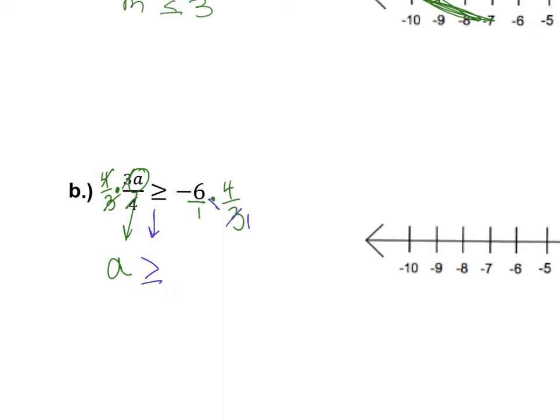When you multiply fractions, remember you're allowed to cross divide. So 3 goes into itself once, and -6 divided by 3 is -2. And then you multiply the numerators. -2 times 4 is -8 over 1, which is just -8. So you go to -8. It's a closed circle because it's greater than or equal to, and greater than shades to the right.